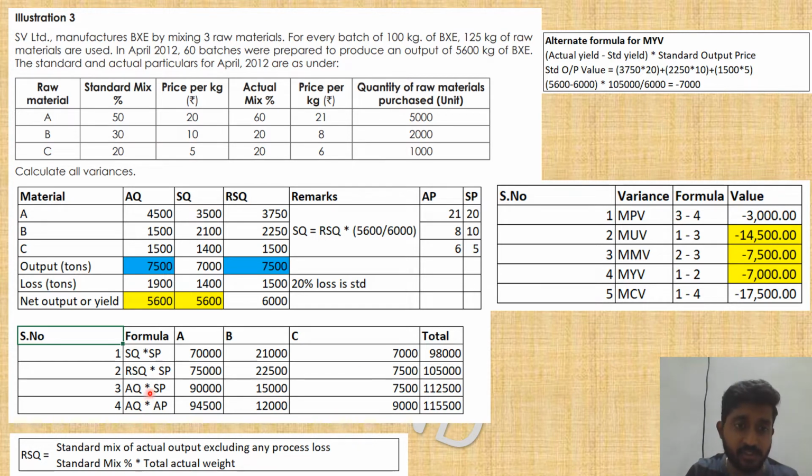Material mix variance is revised standard quantity minus actual quantity, bracket, multiplied by standard price. So you can apply the formula directly, or you can apply this mathematics. You may go wrong here, but as discussed in our previous class, we have a check procedure in the standard costing. You cannot go wrong, because after calculating we can check whether the answer is correct or not.